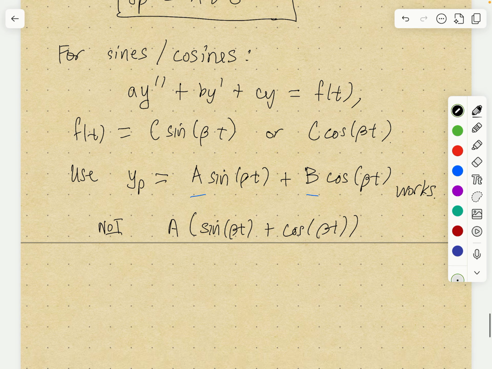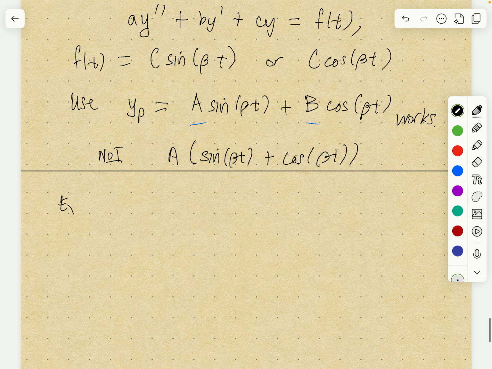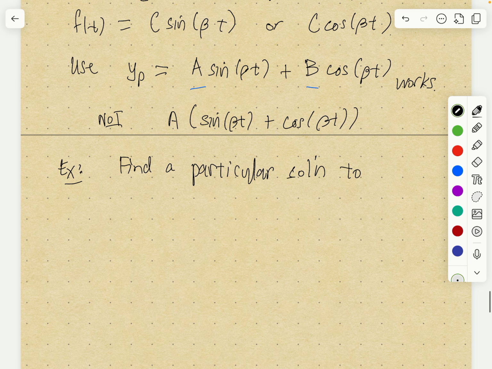So let's do an example of this. Find a particular solution to y double prime minus 4y prime minus 12y equals sine of 2t.